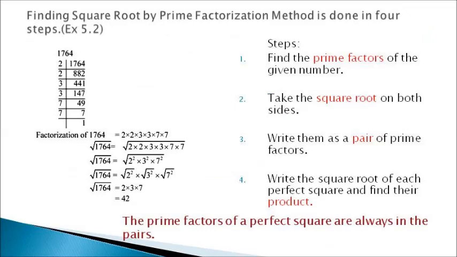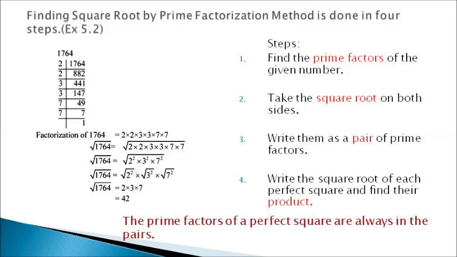In the prime factorization method, we can find the square root in 4 steps. Step 1. Find the prime factors of the given number. Step 2. Take the square root on both sides. Step 3. Write them as pairs of prime factors. Step 4. Write the square root of each perfect square and find their product.